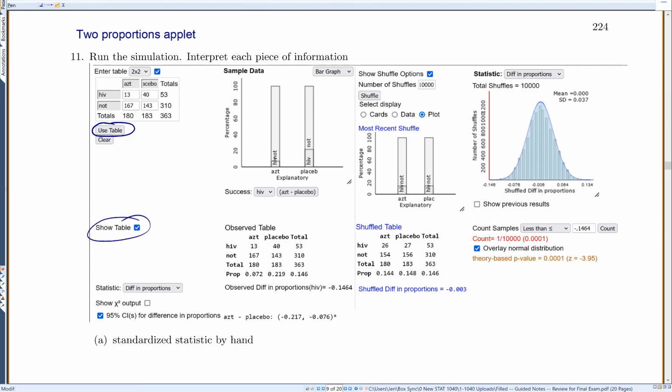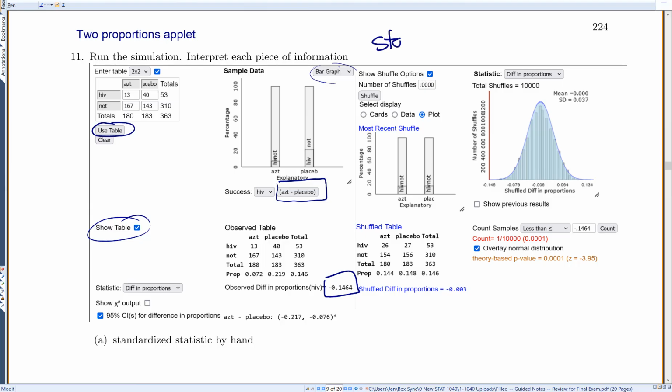I also like to click show table because then I get this nice observed table. Okay, and it will give you all kinds of useful information, like the conditional proportions, what proportion had HIV in each group. You can look at the bar graph up here or change it to a mosaic plot. Notice that it's doing the AZT minus placebo order. That was the order it came in, but sometimes you do have to change that there. It will tell you your observed difference is negative 0.164.